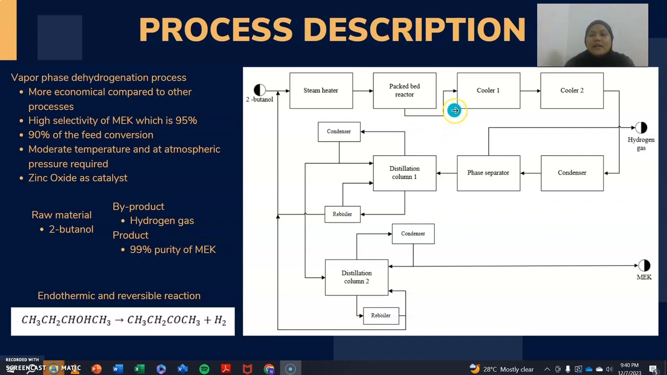The vapor mixture then will enter a cooler in order to reduce its temperature from 500 degrees Celsius to 150 degrees Celsius before entering the condenser. At the condenser, the vapor mixture temperature will be further reduced to 28 degrees Celsius. At 28 degrees Celsius, only MEK and 2-butanol, which is unreacted 2-butanol, will be converted into liquid phase. Then the mixture will enter the phase separator in order to separate hydrogen gas from the liquid MEK and unreacted 2-butanol.